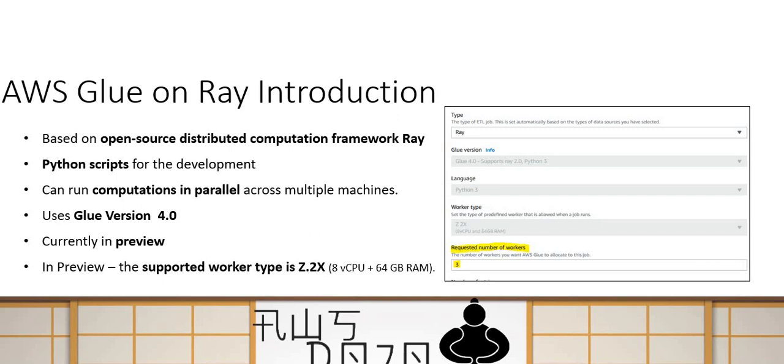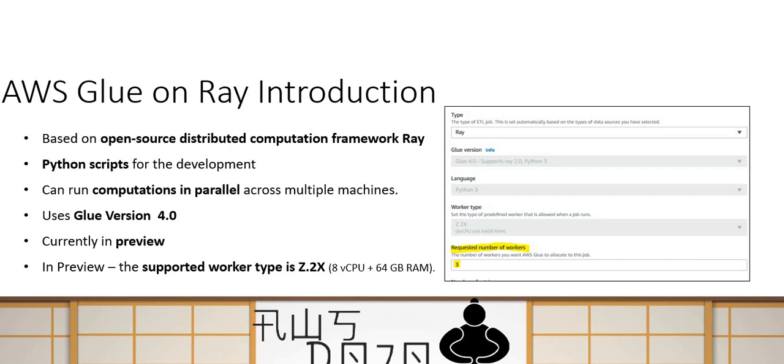So Ray is an open source framework which Glue is using as the execution engine for Python script based jobs. Of course, you can use Python script for development. So from your development point of view, your Glue job will remain the same whether you're writing the Python shell or Python or into the Ray. So you can use your Python libraries, everything to build your job.